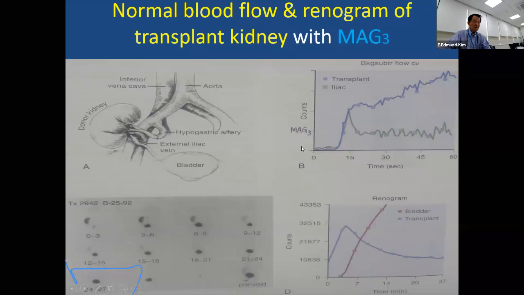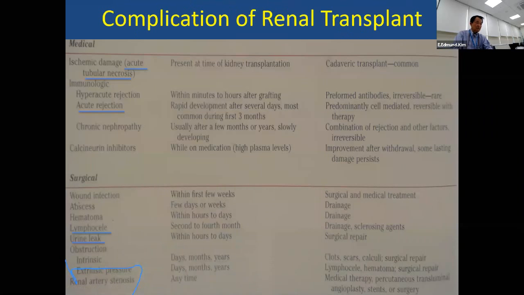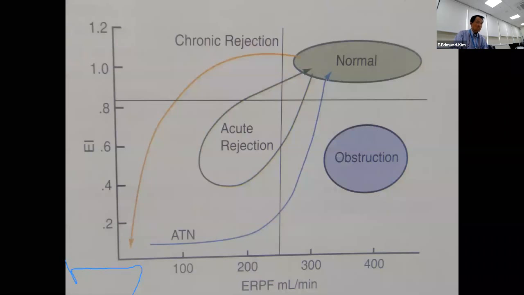And so if MAG3 shows this is a flow path, and renogram, if this is going up, like obstruction, in the beginning, that's mostly ATN. But if flow down and function down, that's mostly rejection. So beside the ATN rejection, we have lymphocele, urine leak. That's it. But this kind of thing is now rare because the surgery has been improved. But we still see lots of lymphocele because they dissect the lymph node.